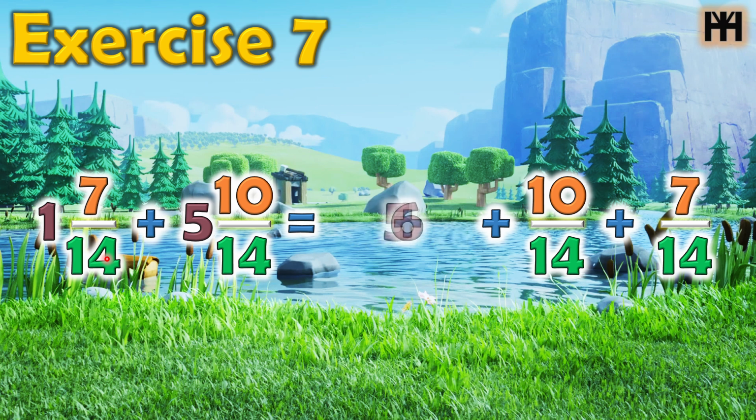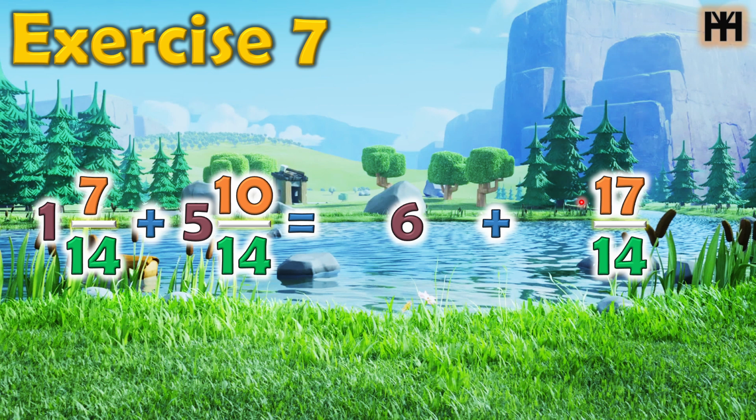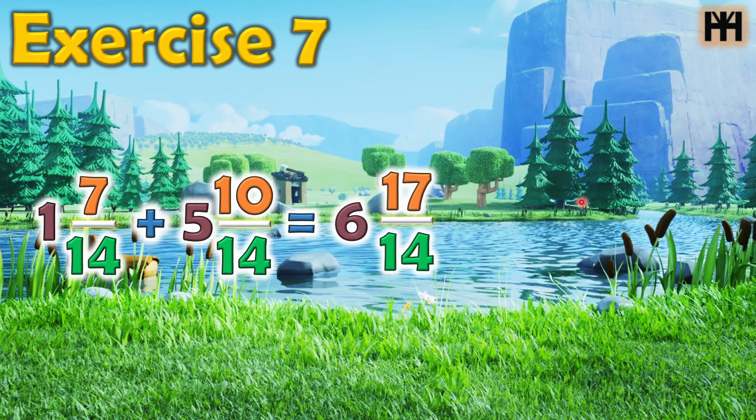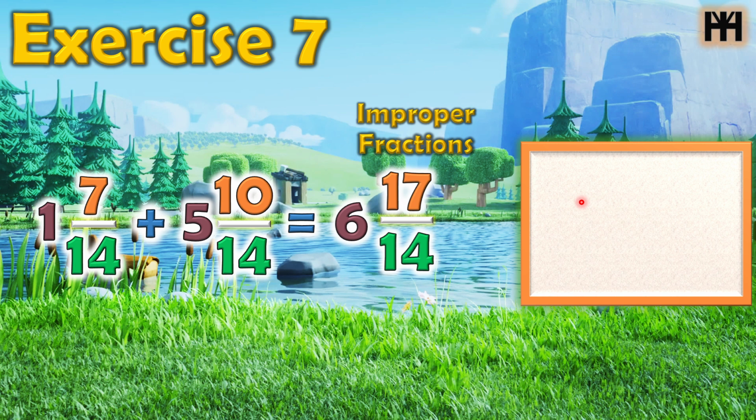Okay, 1 plus 5, it's 6. 7 over 14 plus 10 over 14, it's 17 over 14. So now it's 6 and 17 over 14. Is it in the simplest form? But it's not even a proper fraction. This is an improper fraction, so let's change it into a mixed number. So here it's 17 and here it's 14. So divide, multiply, subtract, and repeat.